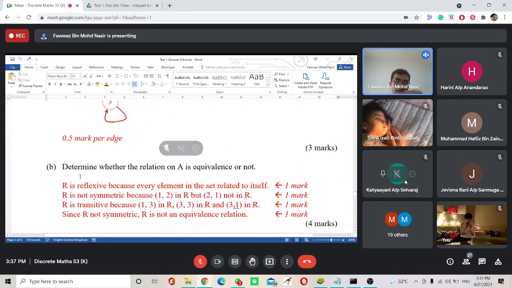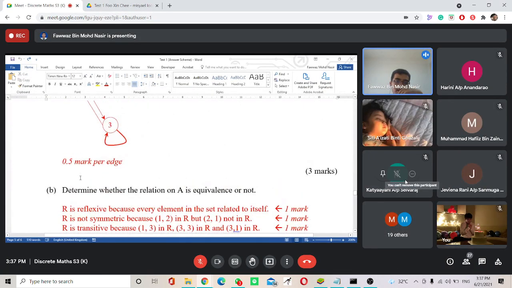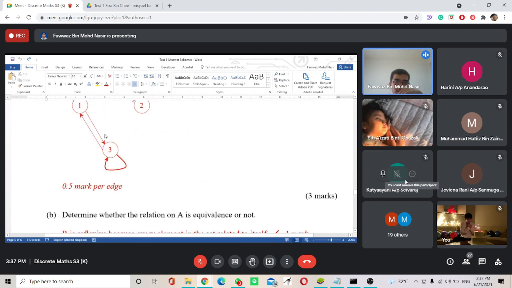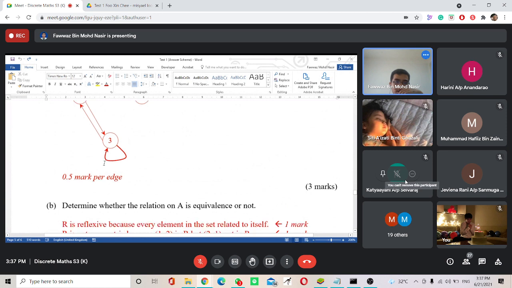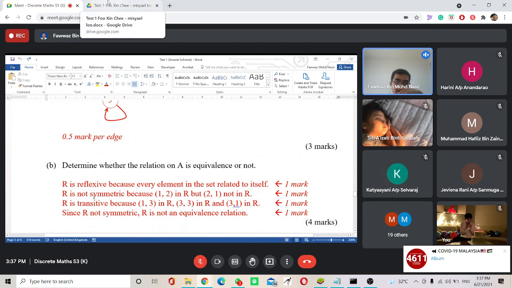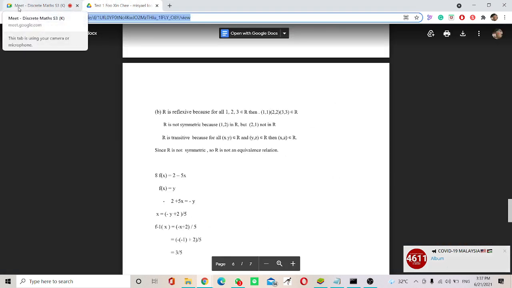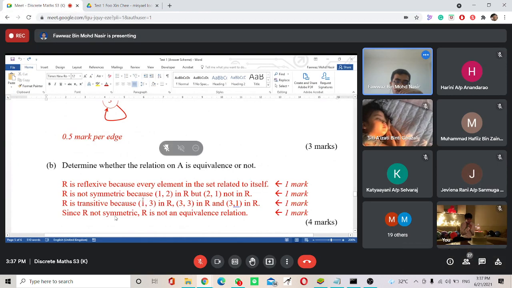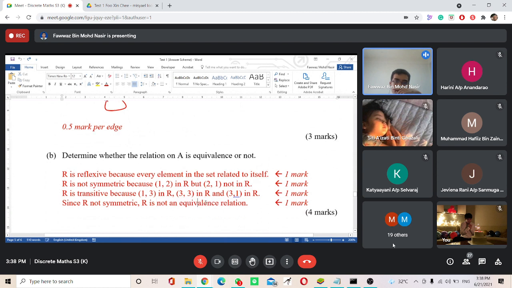Kemudian untuk transitive, you just look at the condition. Dalam kes ni kita ada 1 3, dan kita ada 3 3, so kita ada 3 1, so dia adalah transitive. So in this case sebab one of the criteria is not fulfilled, they are not symmetric, so it is not an equivalence relation. So you get also 1 mark for stating whether it is equivalent or not. So altogether you get 4 marks.